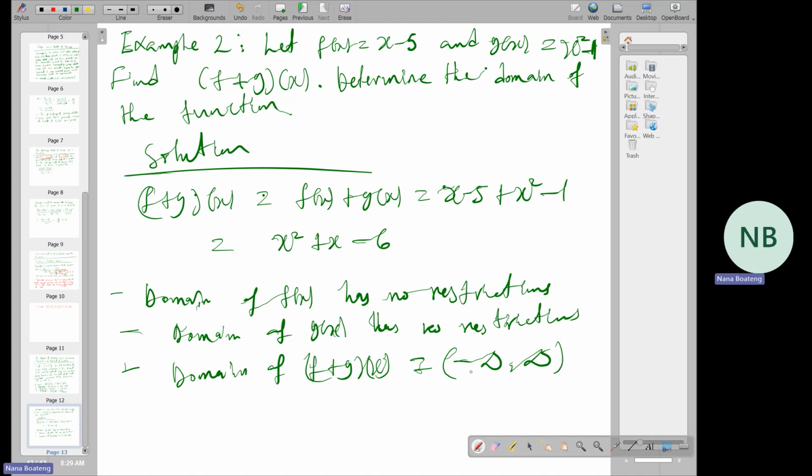All right, so because the individual functions that make up f plus g of x each do not have any restrictions, then the domain of adding them up also has no restrictions, which makes the domain negative infinity to positive infinity. All right, so let's look at our composition of functions.